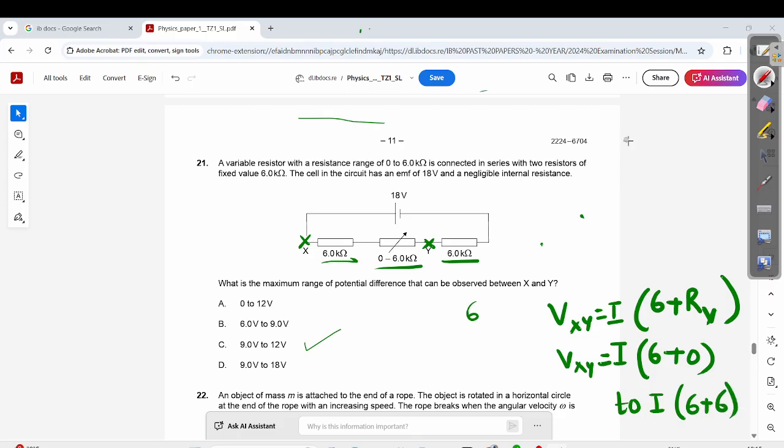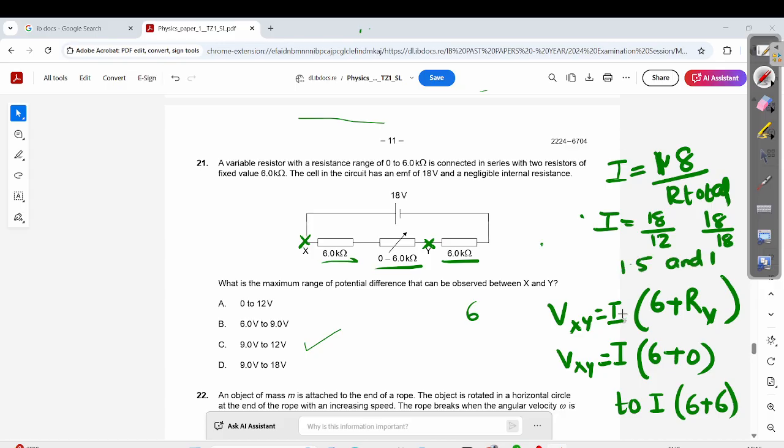What is I? How can we find I? I is nothing but 18 by R total. If R total is 12, it's 18 by 12. If it's 18, it will be 18 by 18. So I varies between 1.5 and 1. It will be 1.5 when RV is 0, and here it will be 1. So the answer will be 9 volt to 12 volt.